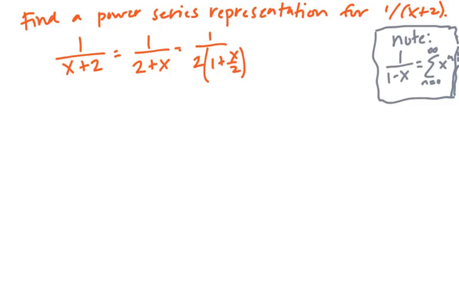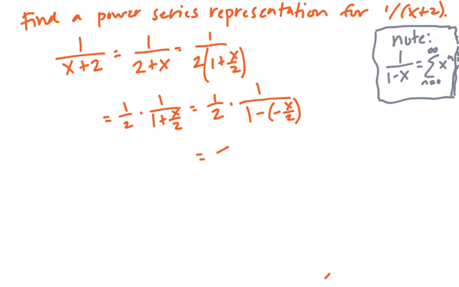Now, let's rewrite it to be 1/2 times 1 over 1 plus x over 2. Now I need it to be a subtraction, so let's keep our 1/2 separate, and I have 1 minus parentheses negative x over 2. Do you see how we're fitting into that format now? So now we can say the sum from n equals 0 to infinity of 1/2 times negative x over 2 to the nth power, because I'm in that power series format. And that's what we needed, a power series representation.